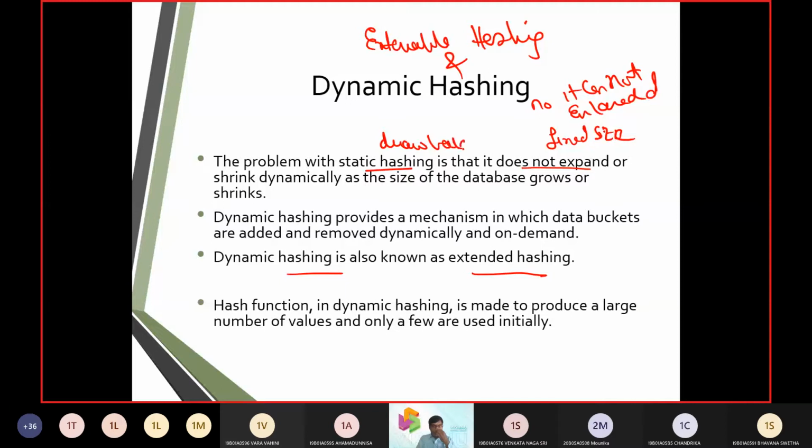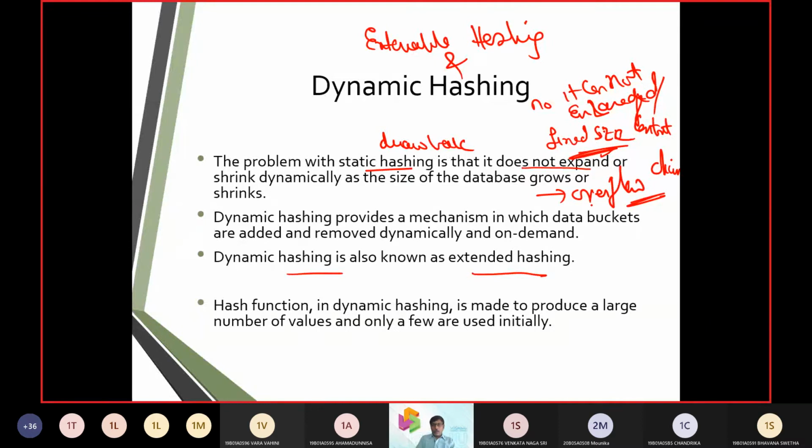So the drawback in static hashing was it cannot be enlarged and it cannot be expanded. Similarly, it cannot be contracted. Always the size is going to be fixed. So even when the database increases or decreases, the bucket size is the same, and the only remedy was to solve the problem with the overflow chain. So that is the only solution we are providing.